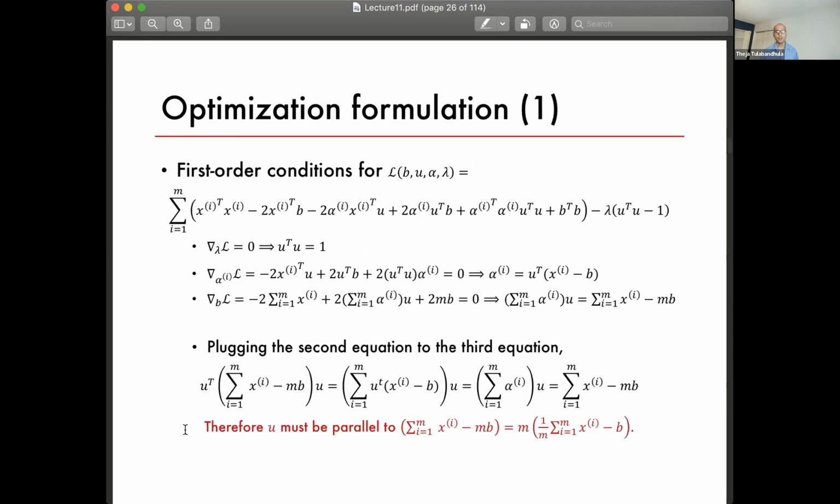If you remember from last week, we used the Lagrangian to say that the derivatives of the Lagrangian with respect to the parameters need to be set equal to 0, and a solution to the optimization problem should satisfy those equations. So I just copied the Lagrangian expansion from the previous slide. This is the first summation here. Now let's set the gradient of the Lagrangian with respect to lambda, with respect to alpha i, and with respect to b equal to 0.